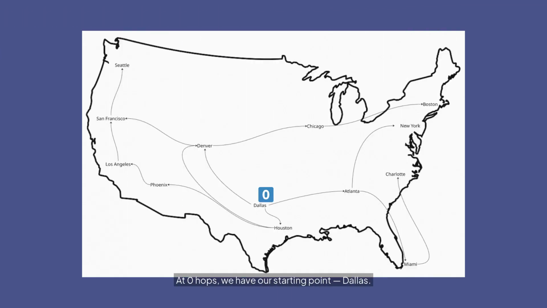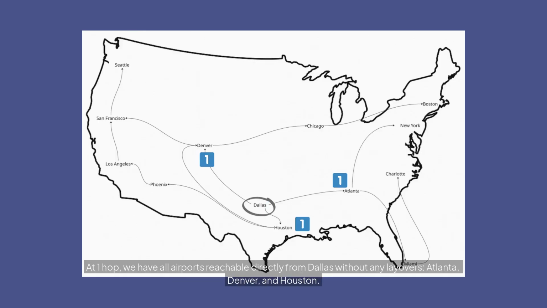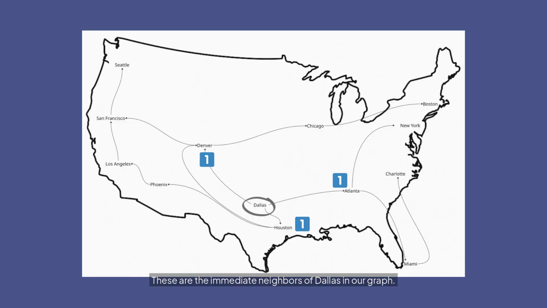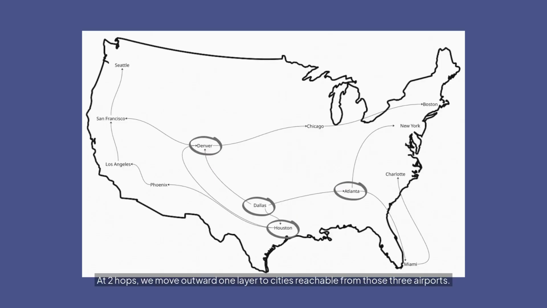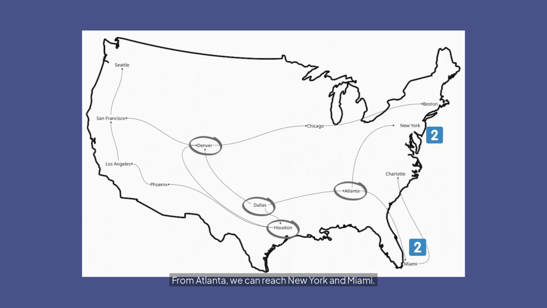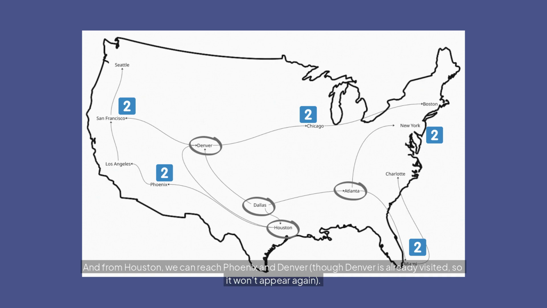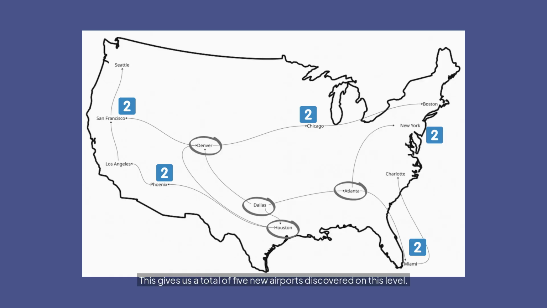At 0 hops, we have our starting point, Dallas. At 1 hop, we have all airports reachable directly from Dallas without any layovers, Atlanta, Denver, and Houston. These are the immediate neighbors of Dallas in our graph. At 2 hops, we move outward 1 layer to cities reachable from those 3 airports. From Atlanta, we can reach New York and Miami. From Denver, we can reach Chicago and San Francisco. And from Houston, we can reach Phoenix and Denver, though Denver is already visited, so it won't appear again. This gives us a total of 5 new airports discovered on this level.